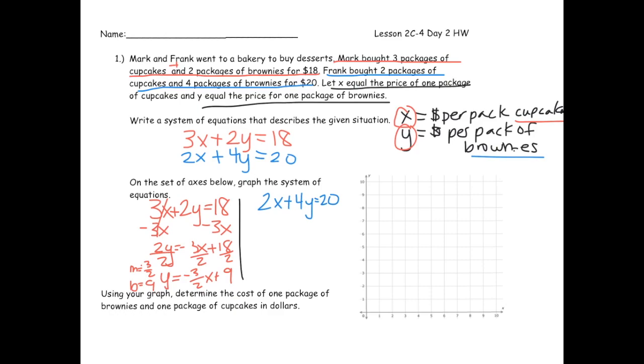Now, what did we say x was? X was cupcakes. So we're going to put cupcakes on the bottom, and then brownies goes on the vertical axis. But it's still the x and the y axis, so you're still going to graph it the same way. So we're going to start up at 9, and we're going to go down 3 over 2. Down 3 over 2.